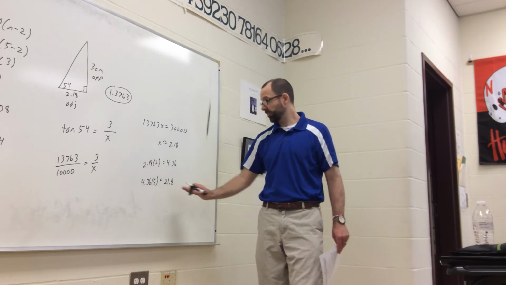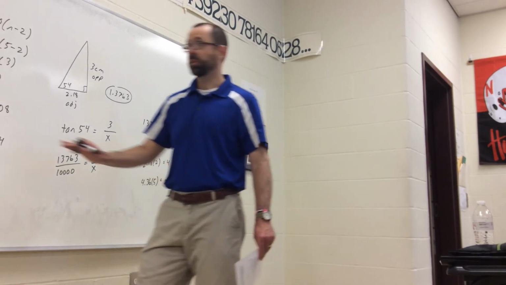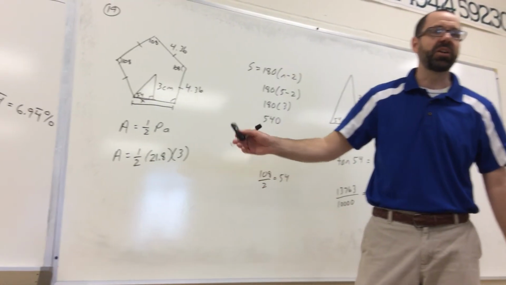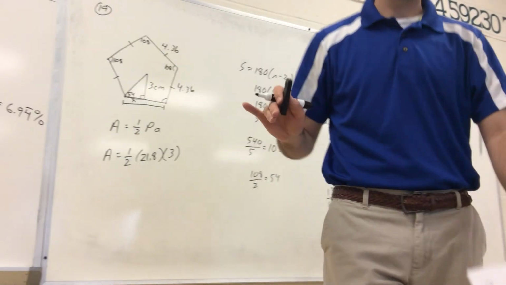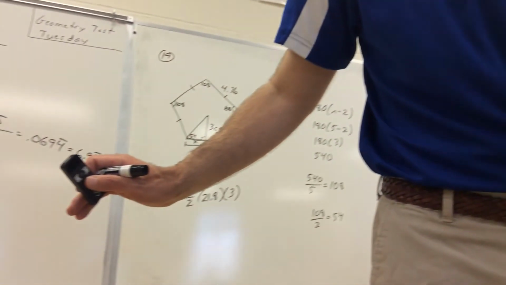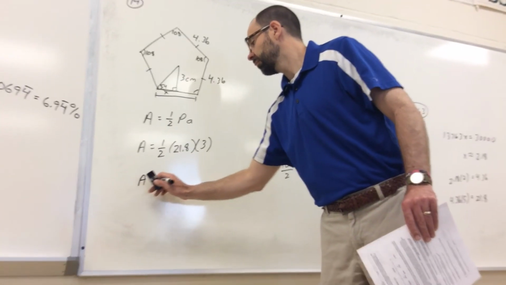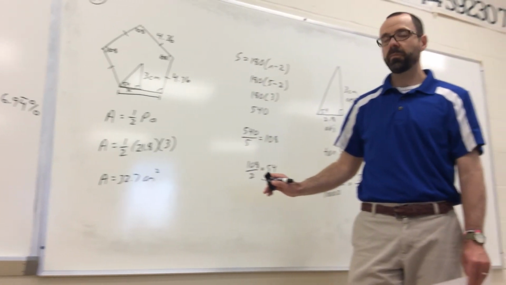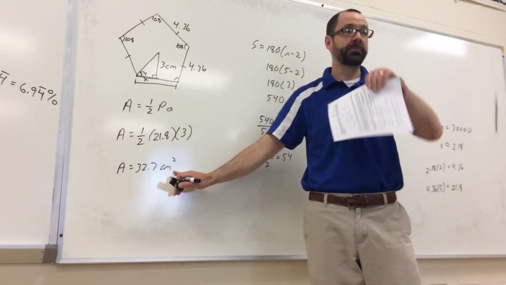So thanks for hanging with me. That's the perimeter of the pentagon. So then you put that in over here for P. And now finally we can figure out the area by taking 1/2 times perimeter times apothem. Area of the pentagon is 32.7 square centimeters.